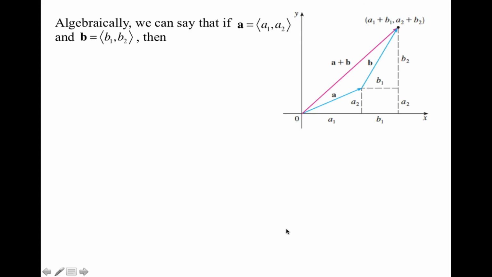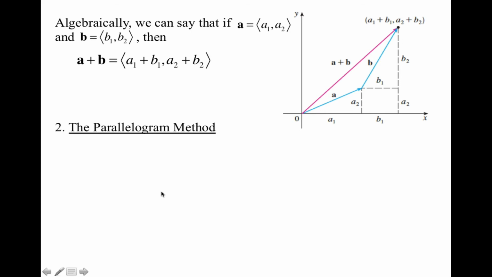Algebraically, we can say that if vector A is given by a sub 1, a sub 2, so here's vector A, and vector B is given by b sub 1, b sub 2, here's vector B, then vector A plus B is given by a sub 1 plus b sub 1, comma, a sub 2 plus b sub 2. Basically, we're adding the horizontal components together and we're adding the vertical components together.